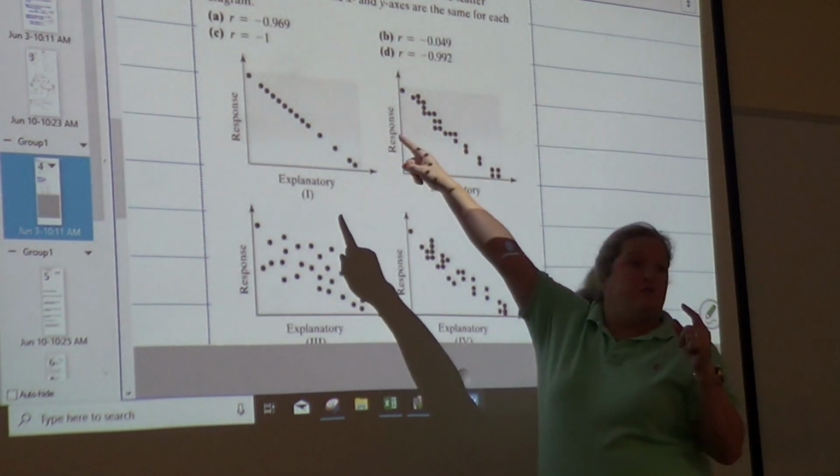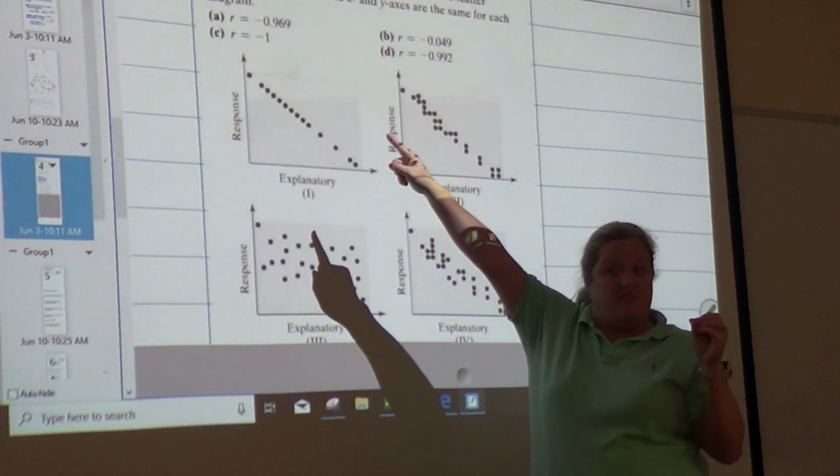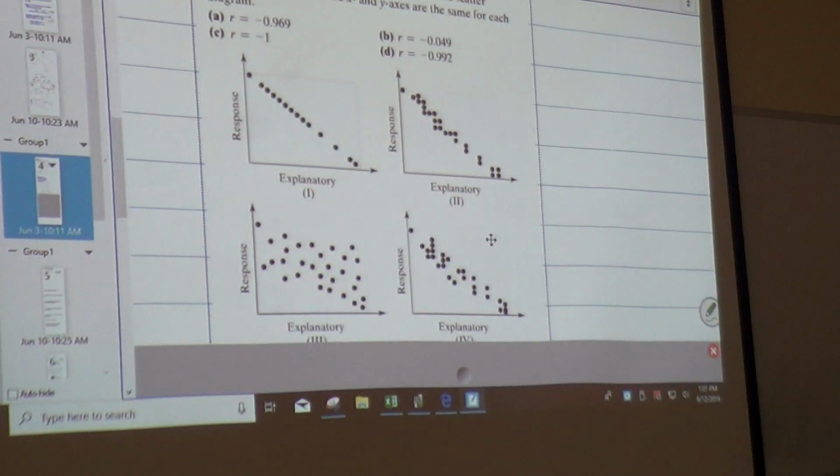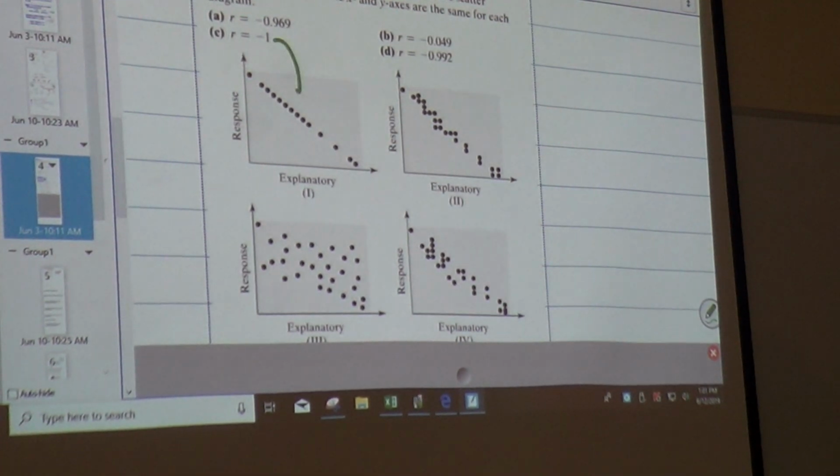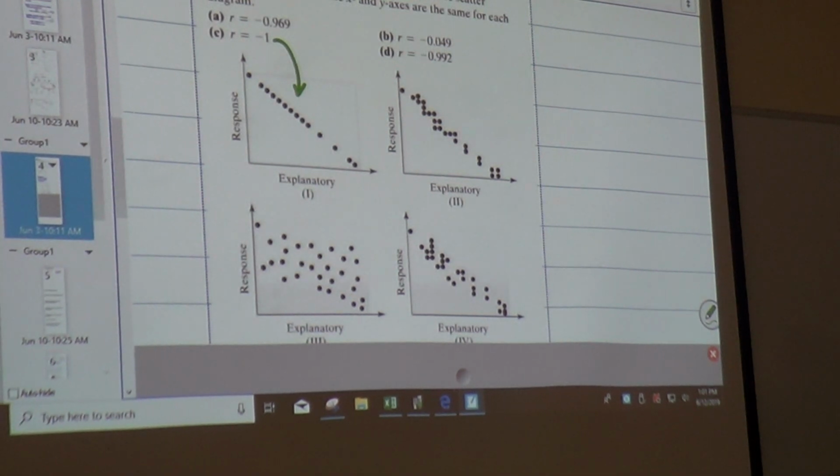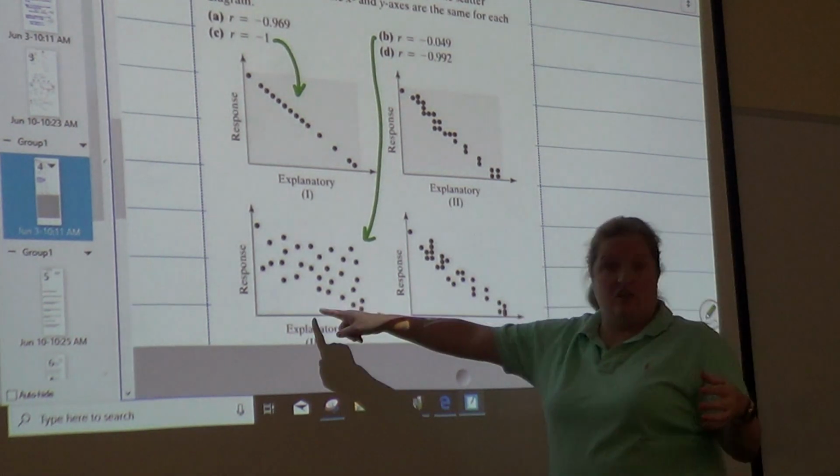Okay? Negative 1, she zoned in on. The negative 1 is which one? That one goes here. It's downhill and it's very linear. Which one would I go to next? D for the second. I would look at B right now. Where does B go? B goes here because negative 0.04 means you're all over the place. So B is gonna go here.